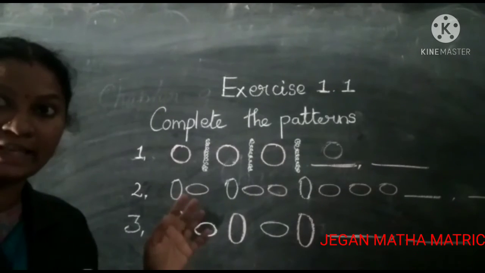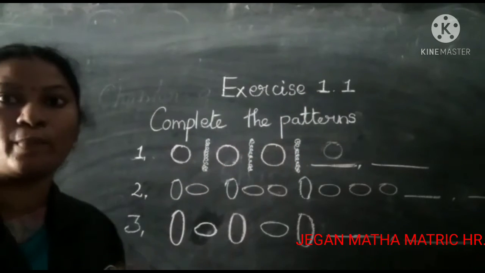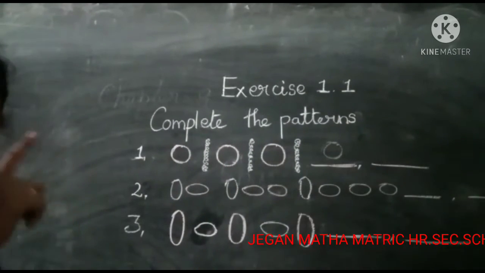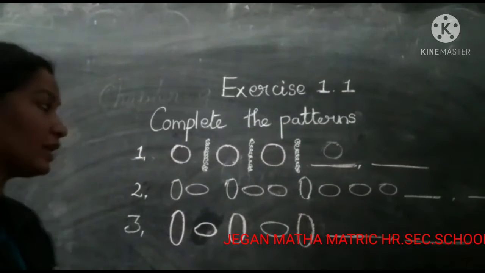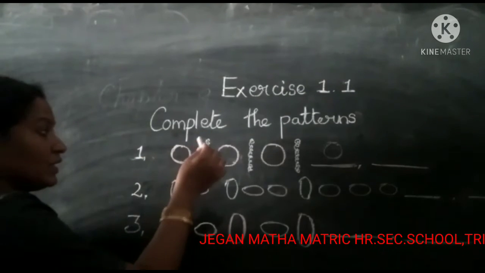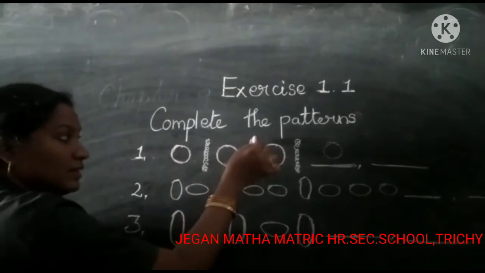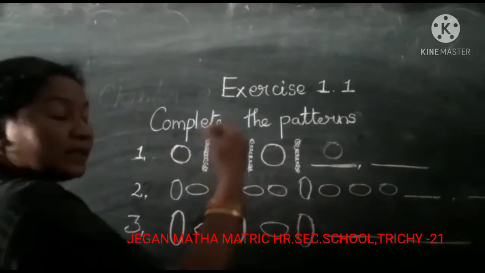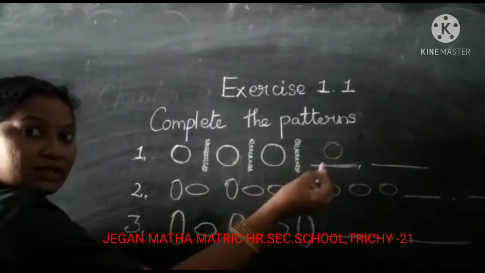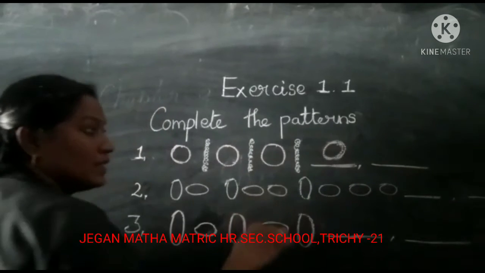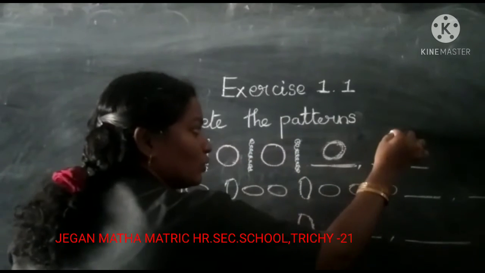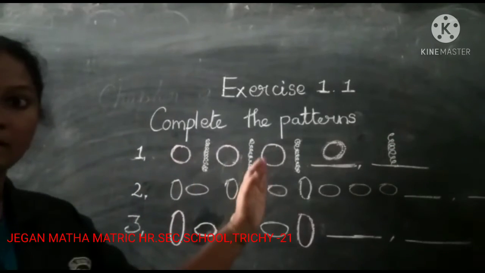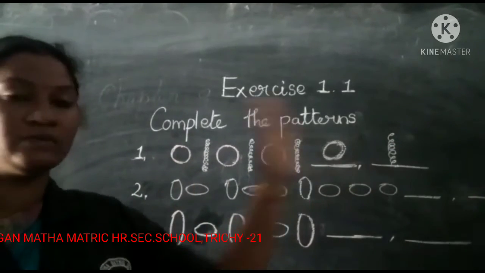Okay children, now let's see the exercise sum. This is exercise 1.1. Complete the pattern. First observe the pattern. The first one is circle, then spiral, again circle, then spiral. So one by one it changes. So what comes next? See, spiral, so next a circle, draw a circle. Next one, draw a spiral like this. First circle, spiral, circle, spiral, again circle, spiral.